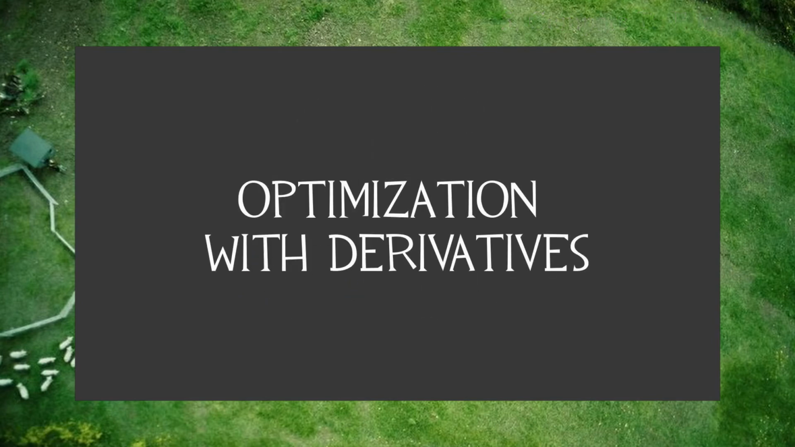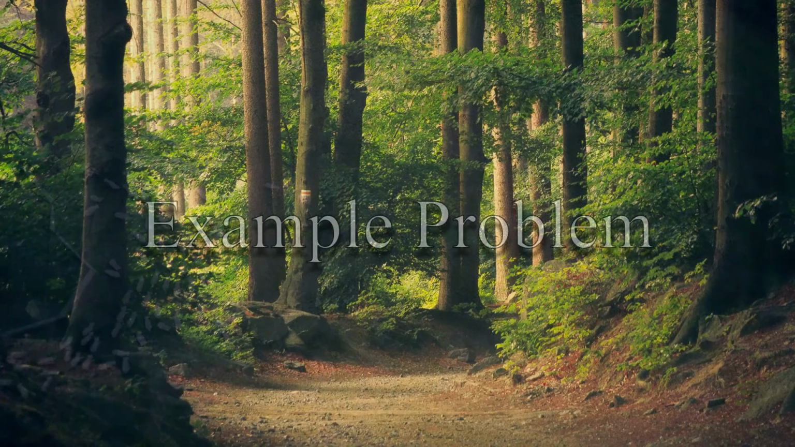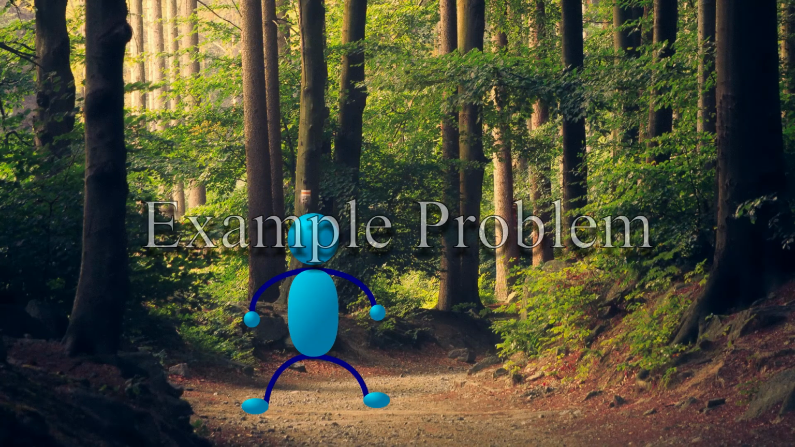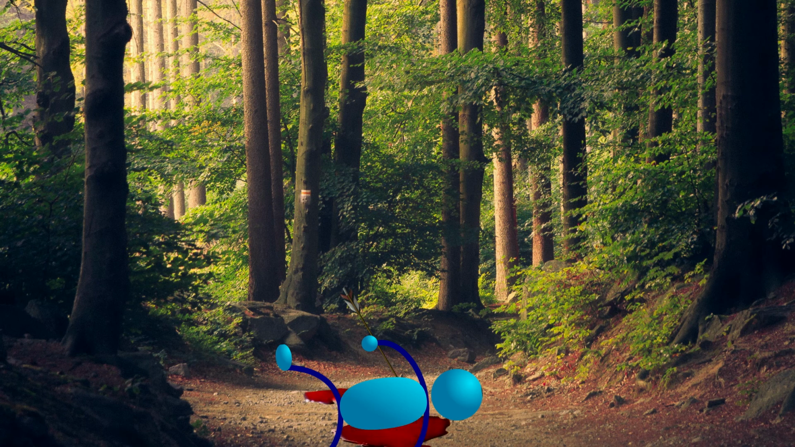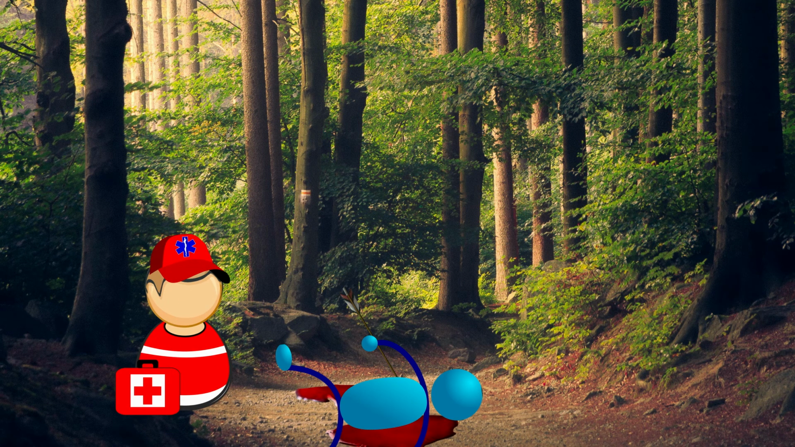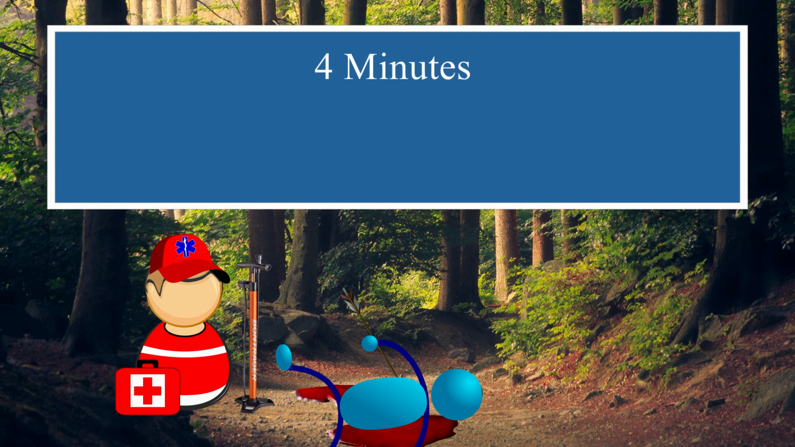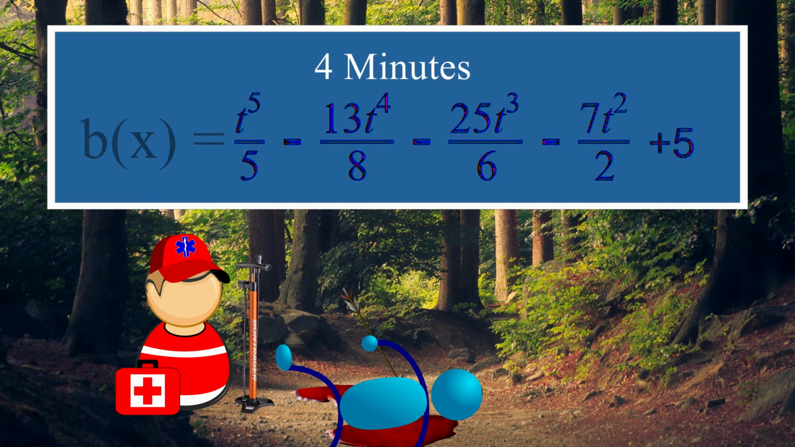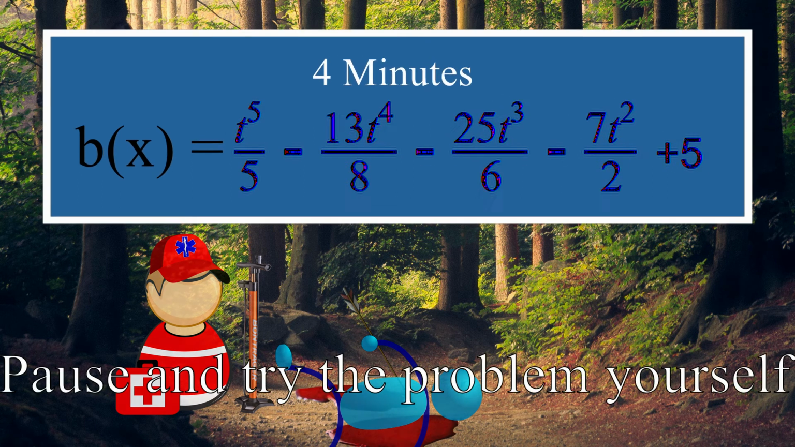This method can be used for the optimization of any differentiable function. Let's say that our friend here, Bob, is shot with an arrow and starts bleeding, but luckily, Bob's friend Bill is a paramedic and immediately starts pumping blood back into him for 4 minutes. The amount of blood in Bob's body in liters is represented by this function, where t is time in minutes. What is the lowest amount of blood that Bob has on the time interval 0 to 4 minutes?